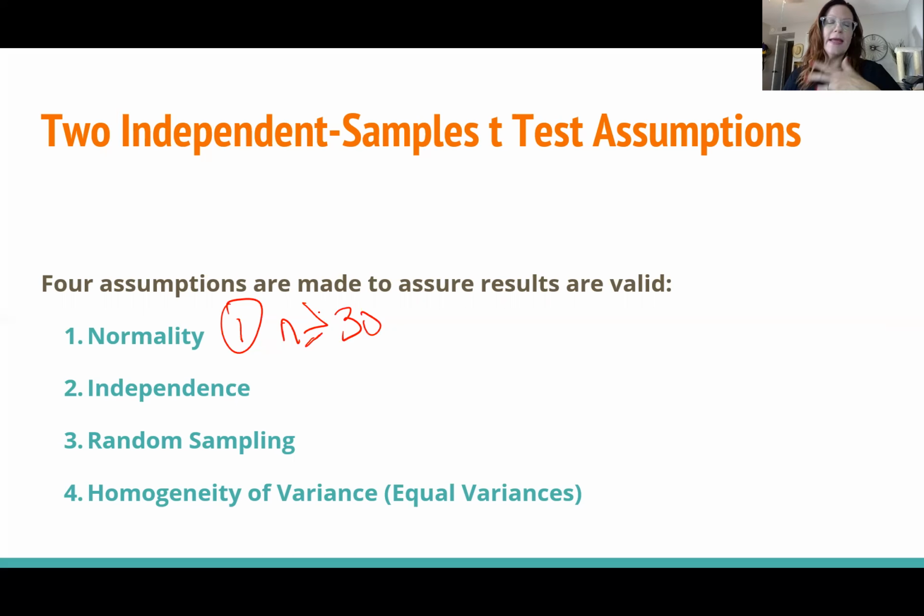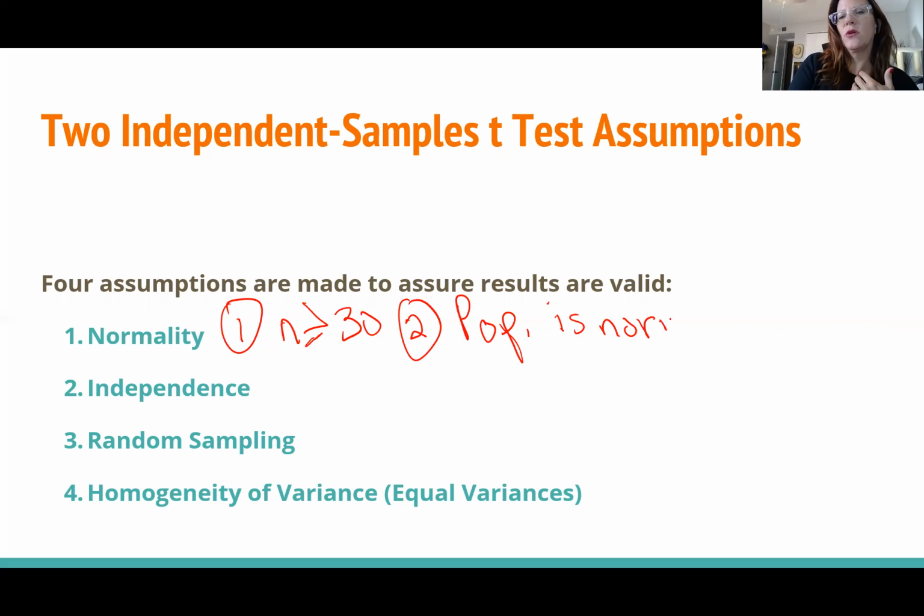If we can't assure that, or if our samples are not greater than 30, there's a second way we can assure normality. The second way is the population is normal. So the samples were taken from a normally distributed population. This is something that would be stated within the research scenario. So you should be able to say one or the other when it's related to normality.